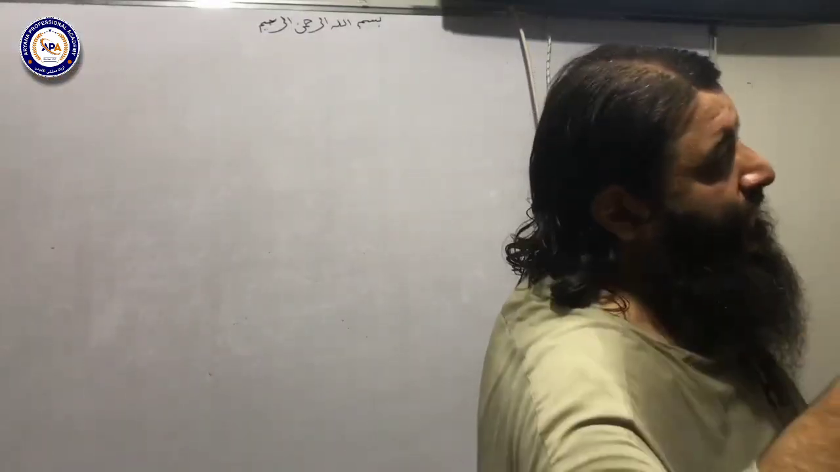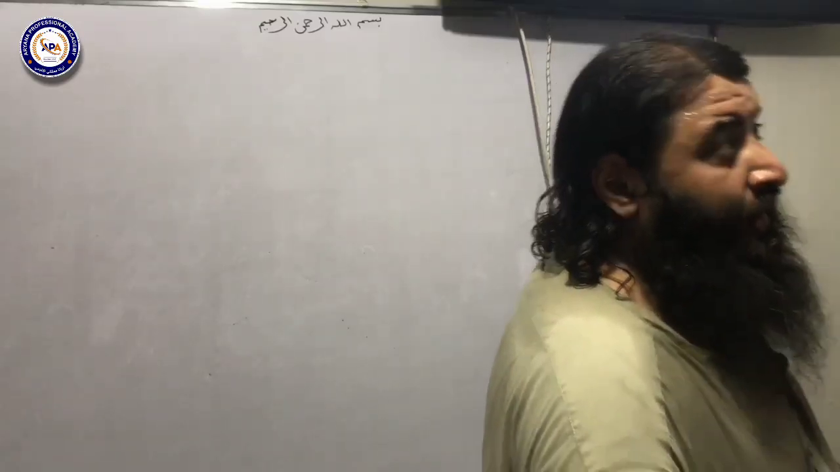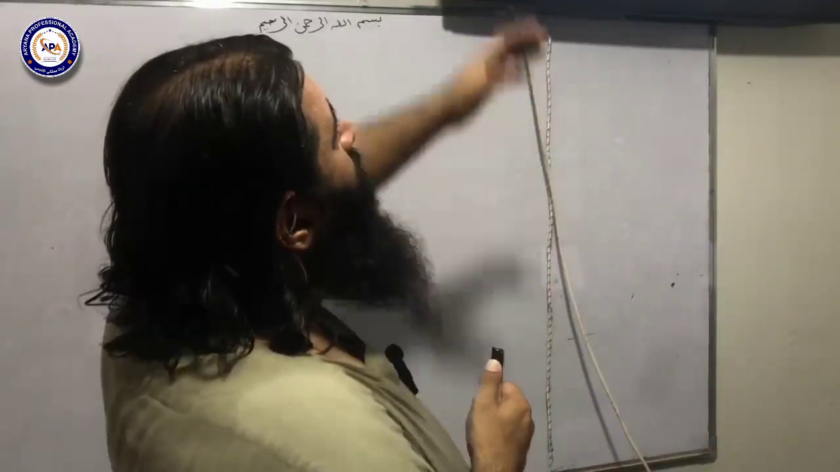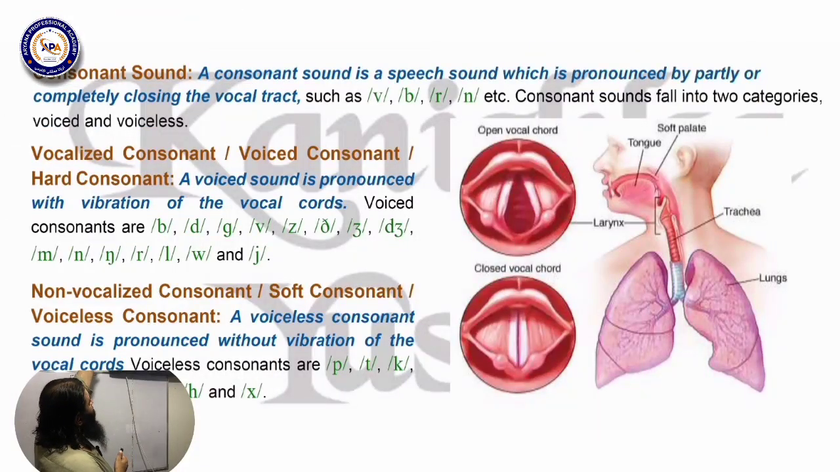Because half of them are voiced. In fact, more of them are voiced. We have 25 consonants, 15 of them are voiced. Just 10 of them are voiceless. How we will come to that, inshallah. So the first step is called vocalized consonant or voiced consonant or hard consonant. All these three names are given to these: voiced consonant or vocalized or hard consonant.